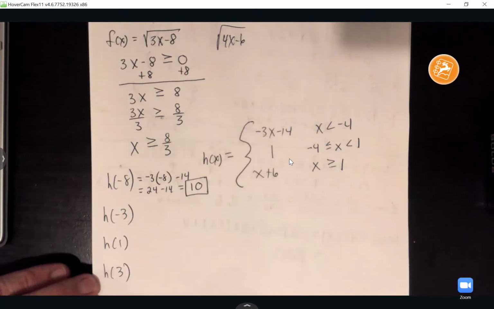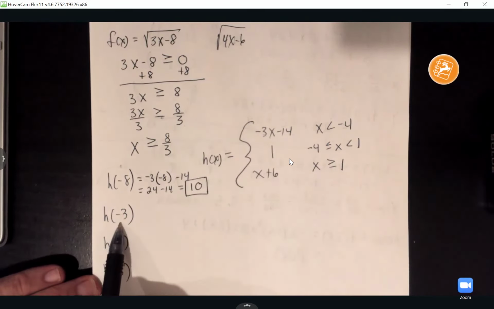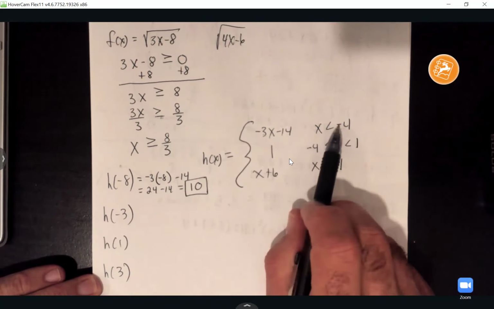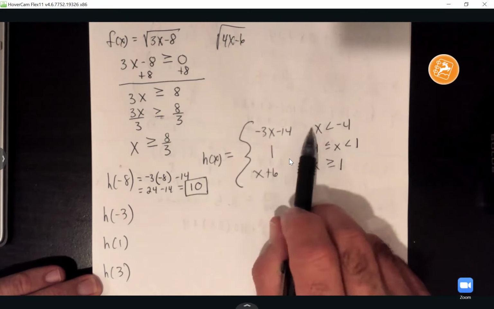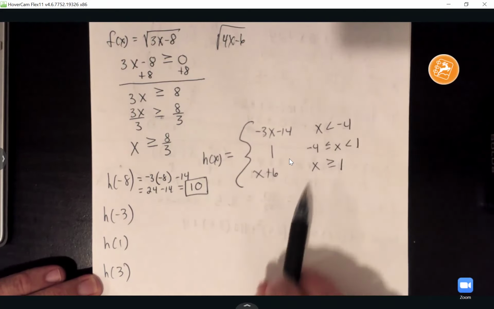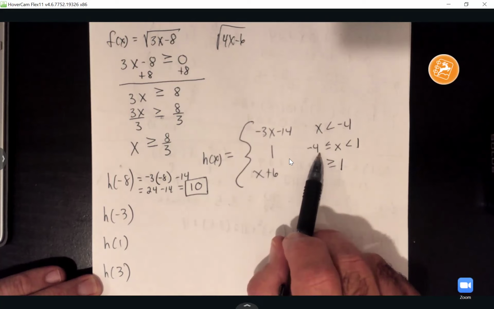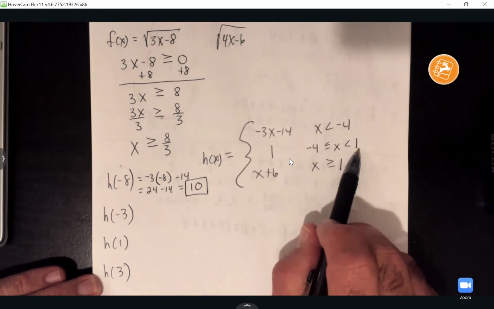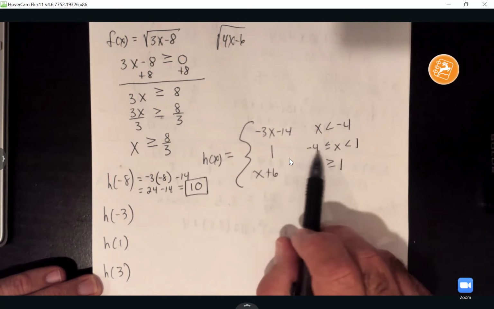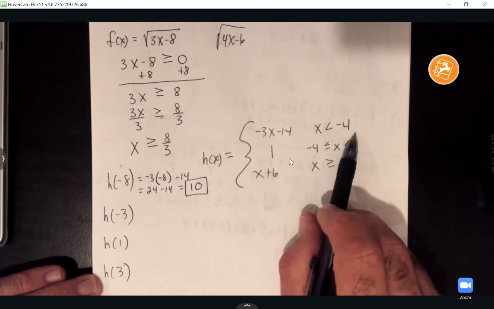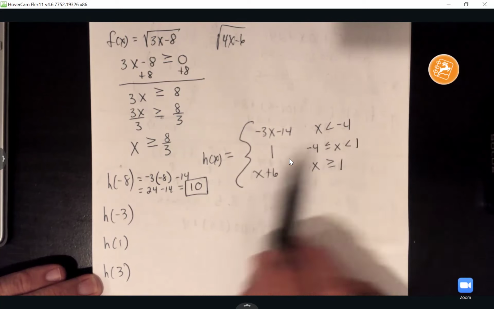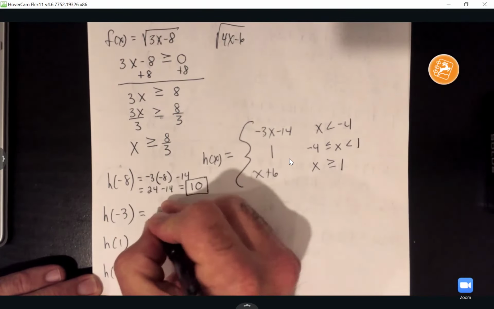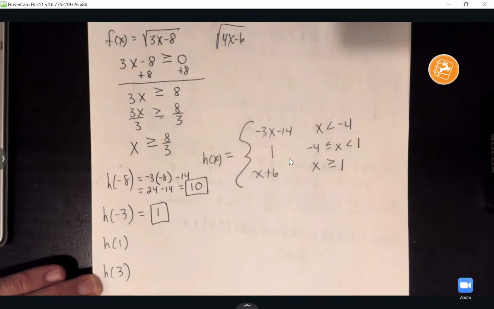And y'all, 24 minus 14 gives us 10. And then we find h of -3. Well, y'all, -3 is not less than -4, so I'm not using that one. -3 is between a -4 and less than 1. So it's in this domain here. But look, anything in this domain equals 1. So h of -3 equals 1.